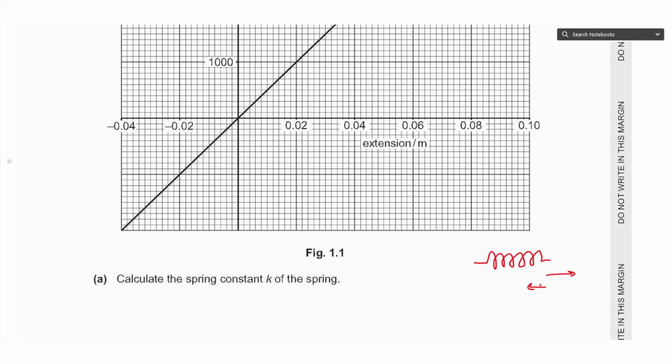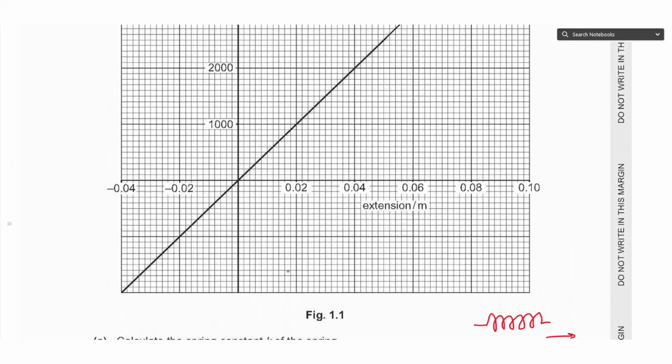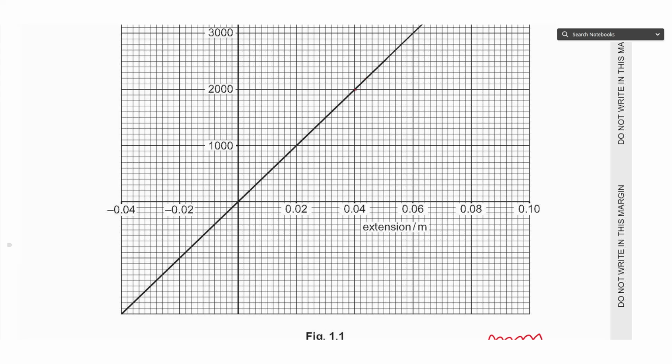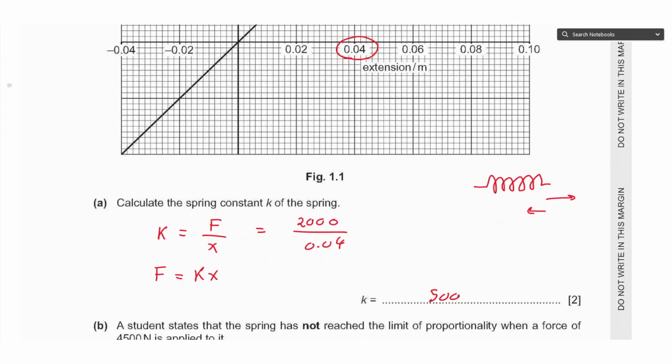Now part A says calculate the spring constant of the spring. The spring constant is equal to the force divided by the extension from Hooke's law, F equals kx. Now we need to choose a suitable point from the graph. For example, I'm going to use this one. We have 2000 newtons on the y-axis and 0.04 meters on the x-axis. So we divide 2000 by 0.04. That gives an answer of 50,000, and the unit is newton per meter according to the axis of the graph.